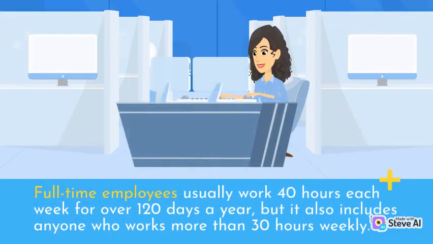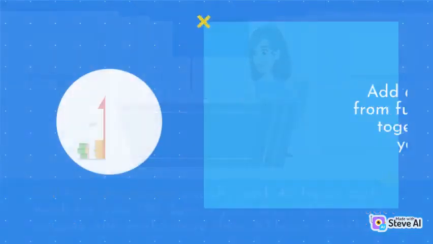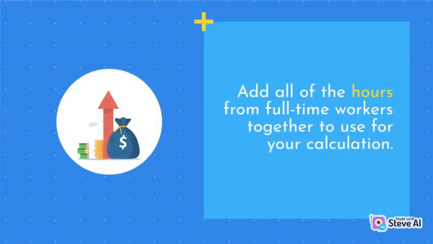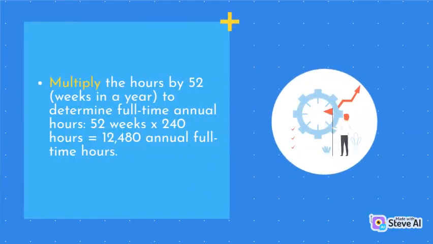Full-time employees usually work 40 hours each week for over 120 days a year, but it also includes anyone who works more than 30 hours weekly. Add all of the hours from full-time workers together to use for your calculation. Multiply the hours by 52 weeks in a year to determine full-time annual hours. 52 weeks x 240 hours equals 12,480 annual full-time hours.